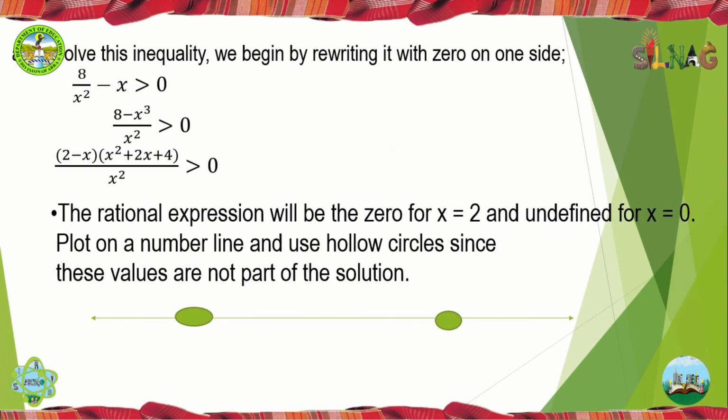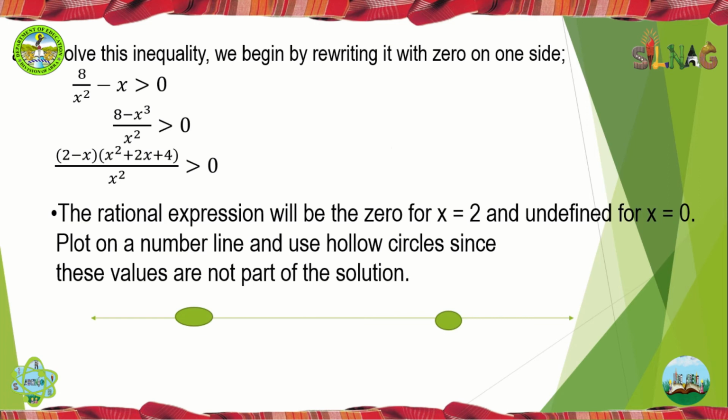To solve this inequality, we begin by rewriting it with 0 on one side. So we have 8 over x squared minus x is greater than 0. Then we simplify the left side. The LCD is x squared. X squared divided by x squared is 1 times 8 is 8. X squared divided by 1 is x squared times negative x is negative x cubed, all over x squared, is greater than 0.